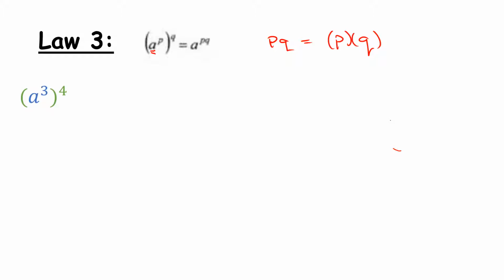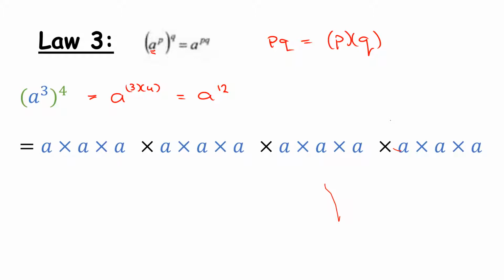So let's take an example. Let's have a to the power of 3 to the power of 4. Using law 3, this would simply give me a to the power of 3 times 4, which is a to the power of 12. But where does that come from? So a to the power of 3 to the power of 4 is a to the power of 3 multiplied by itself 4 times. So hopefully we can see that demonstrated here. A to the power of 3, which is a by a by a, and that is written out 4 times. So if you count how many a's we have there, we have 12. So this simplifies down to a to the power of 12.